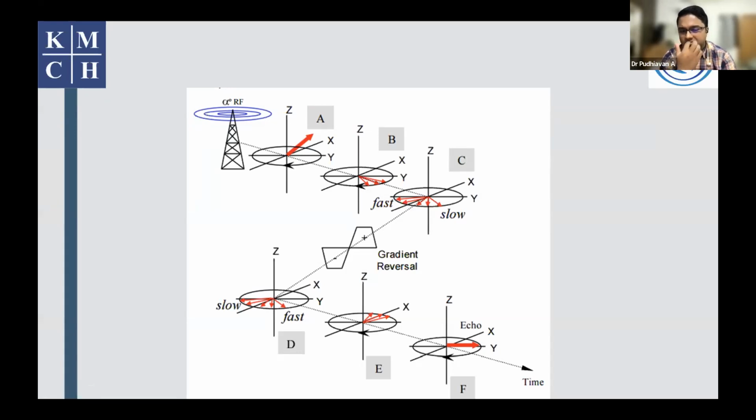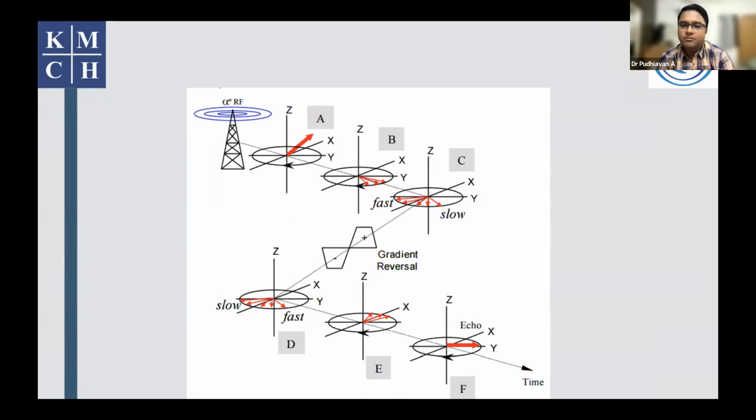Similar to the example that I explained earlier with the runners, you can take the same example. The runners have started running, and the fastest person is farthest from the starting line, and the slowest person is closest to the starting line.